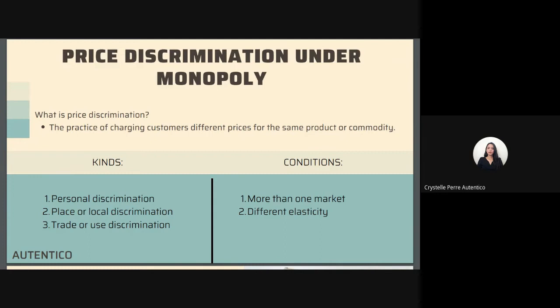And we have here the kinds of price discrimination and the conditions on how price discrimination is made possible. The different kinds of price discrimination are personal, place, and trade discrimination. In personal discrimination, sellers charge customers based on their ability to pay. For example, a seller may charge more from a rich customer and less from a poor customer for the same kind of product bought.